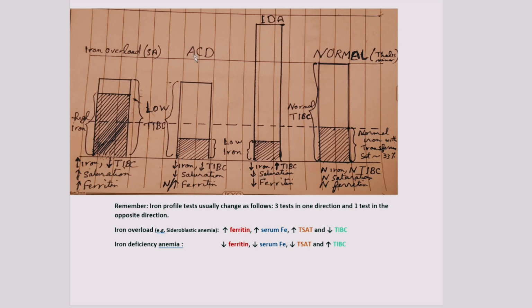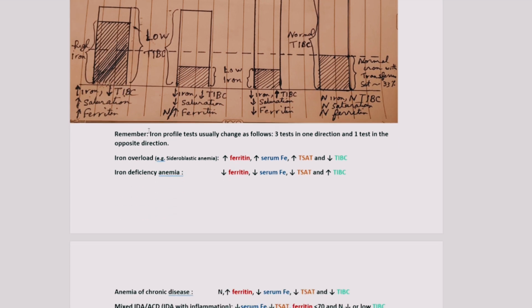This is a patient with anemia of chronic disease. As you see, serum iron is low. This is a normal serum iron. Here is low. Serum TIBC is low. This is a normal TIBC. Saturation is decreased and the ferritin is normal or increased. This is a patient with sideroblastic anemia. There's iron overload. Serum iron is high. TIBC is low. Saturation percent is increased and the ferritin is high.